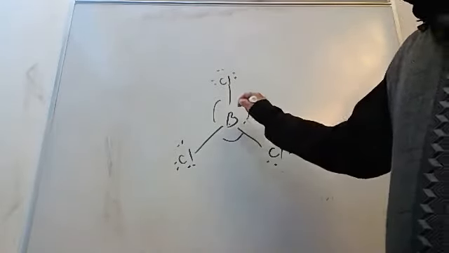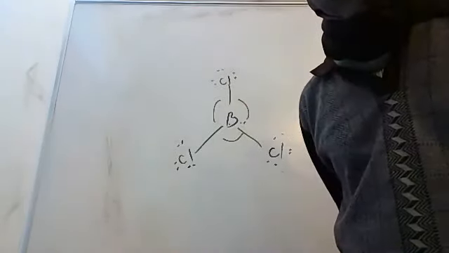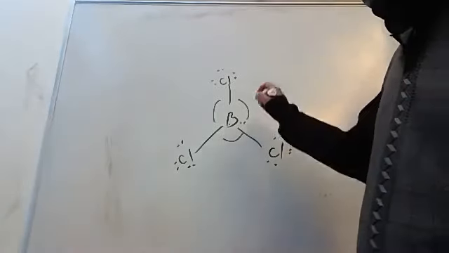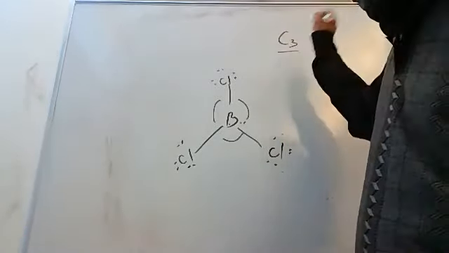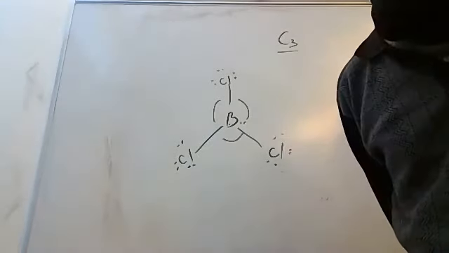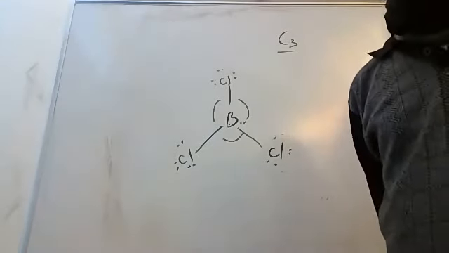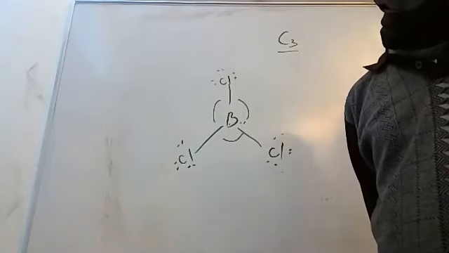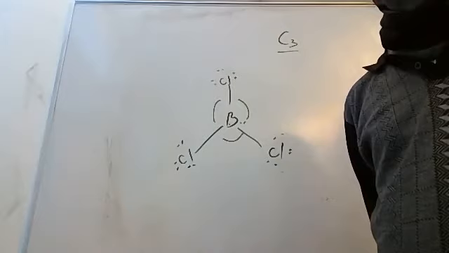So 360 divided by 120 is what? 3. So we say the C3 is the highest order rotational axis of symmetry. And then we have the BCl bond as a C2 and a C3. So what is the point group of this then?